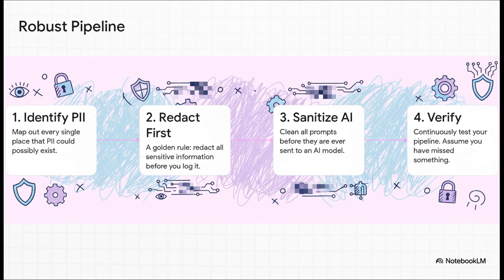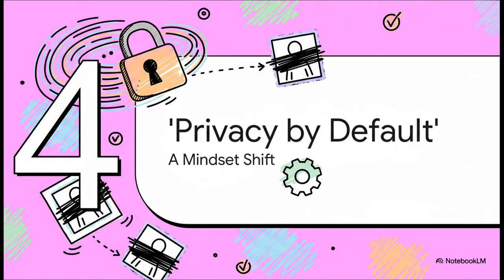Third, you sanitize every single AI prompt before it ever leaves your system. And finally, you verify everything. You have to test constantly, rigorously. Your default assumption should be that you've missed something, and then you go looking for it. But, when you pull back, this is about more than just tools and pipelines. To truly fundamentally protect your users, you need a mindset shift, a whole new philosophy for how you build software.